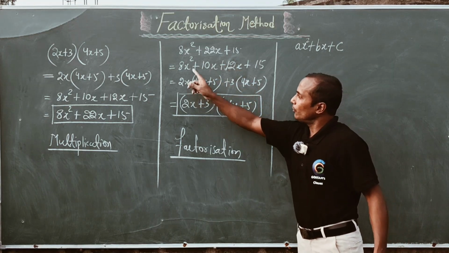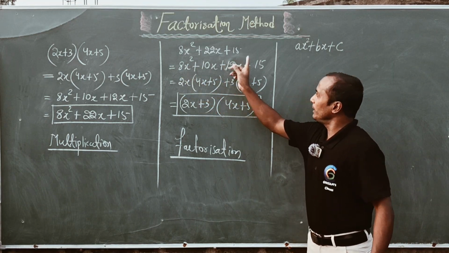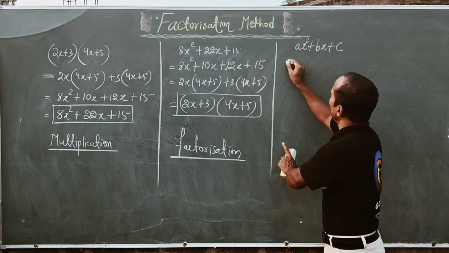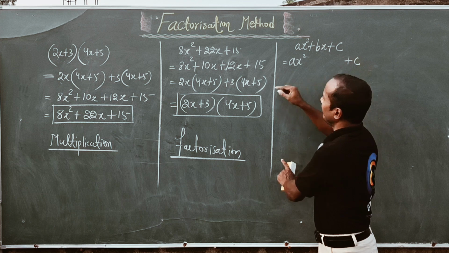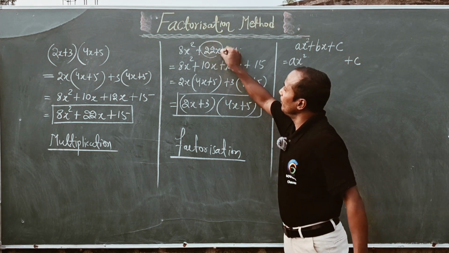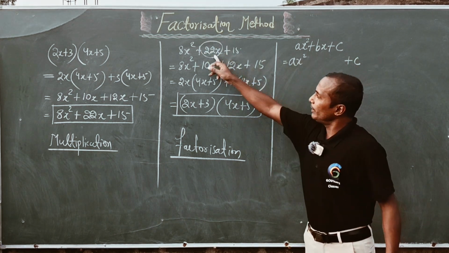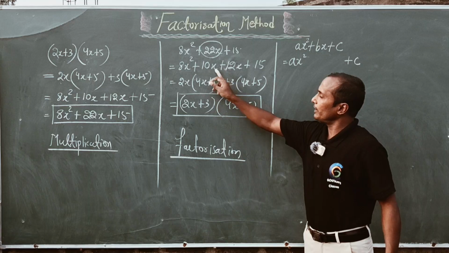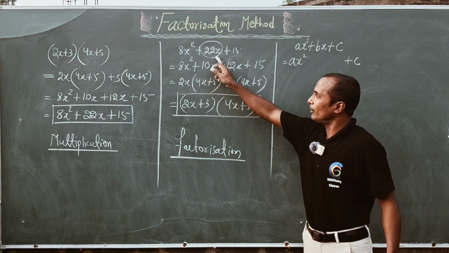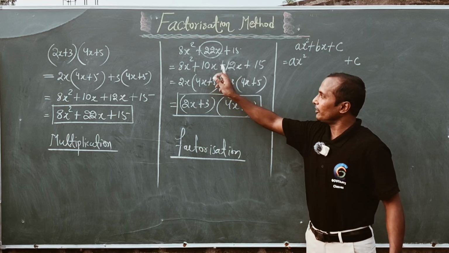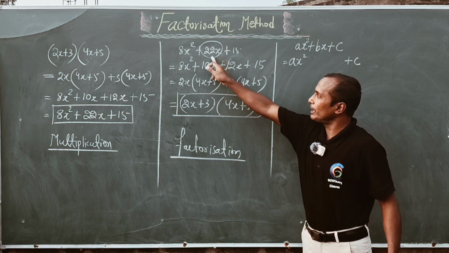Now see the second step. When you factorized here, what happened? 8x square is as it is, 15 is as it is, meaning ax square and c will be kept as they are. But what about this middle term, which is bx actually? This middle term has been written in two parts. In other words, this middle term has been split or divided into two parts, 10x and 12x. 10 plus 12 gives you 22.